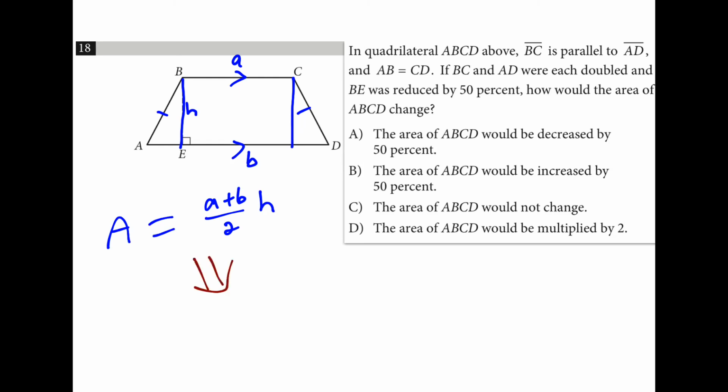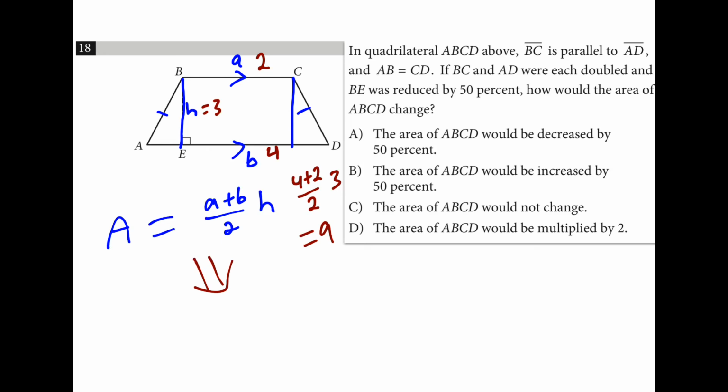So maybe I'll pick some numbers. I'll call this one 4, and this is 2, and this is 3. Just making up some numbers. If I was to plug those in, I would have 4 plus 2 cut in half times 3. So 6 divided by 2 is 3 times 3, my area would be 9.